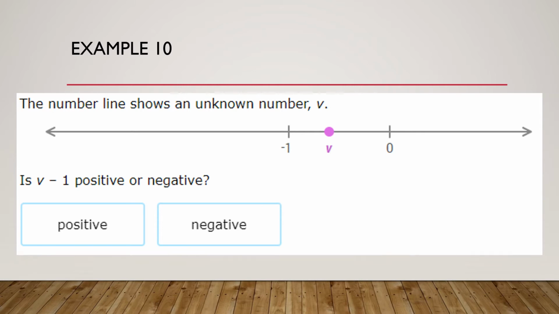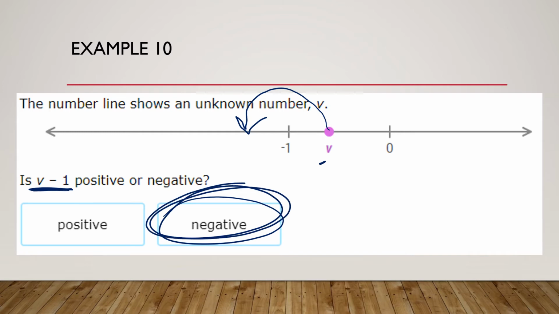Okay, we can see that v is obviously a negative number. It's falling somewhere between 0 and -1. We're not exactly sure what, but we can tell that it is a negative because it's to the left of 0. So if we take v and we subtract 1, when we subtract, we go left on our number line. So if we go back one more on our number line, we are going further into the negatives. So that value would be a negative integer.